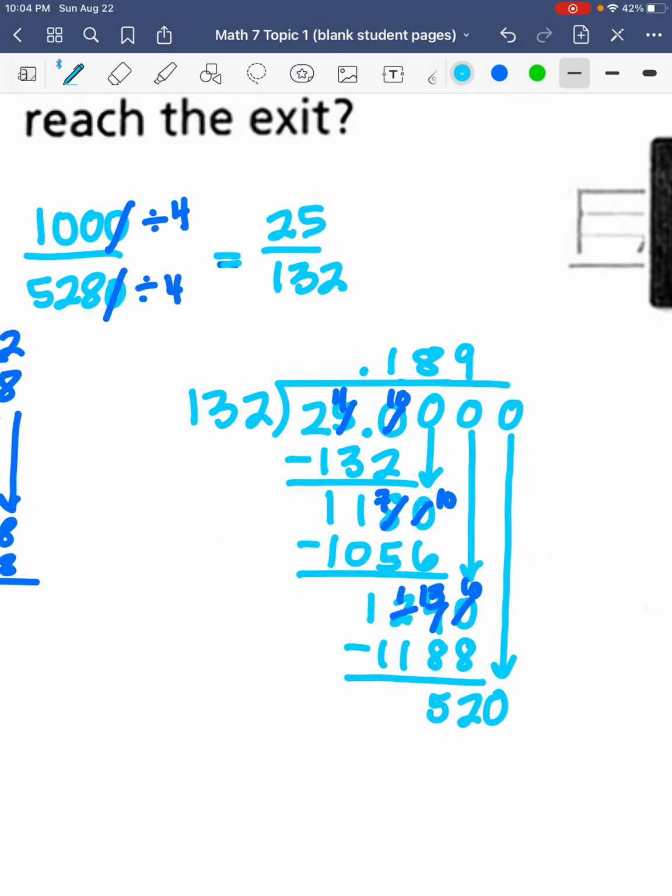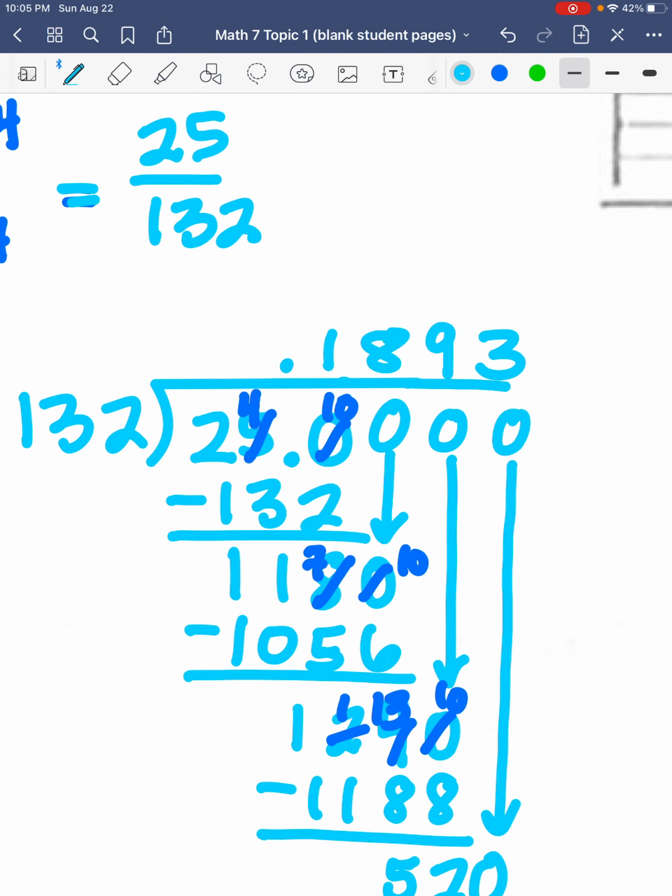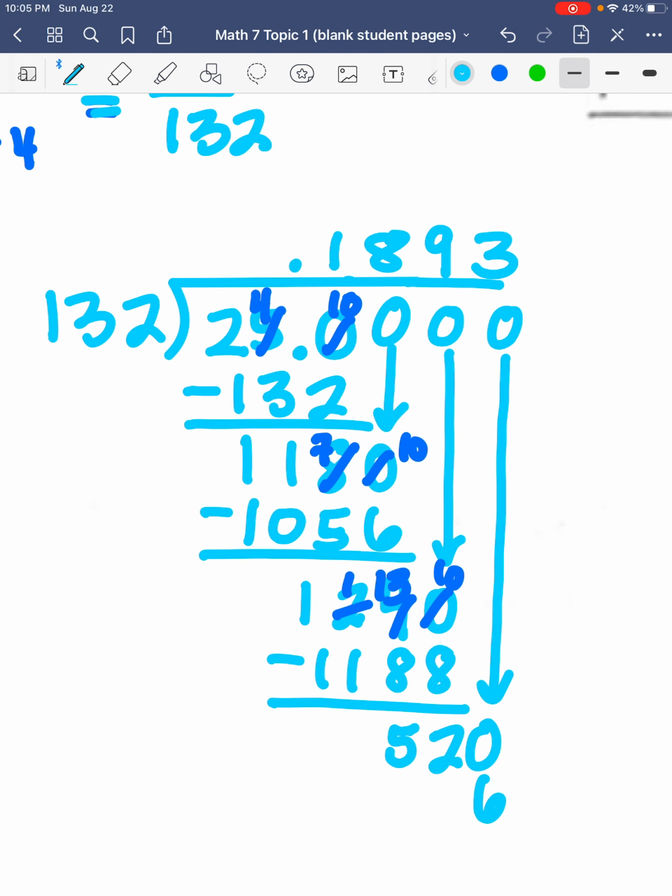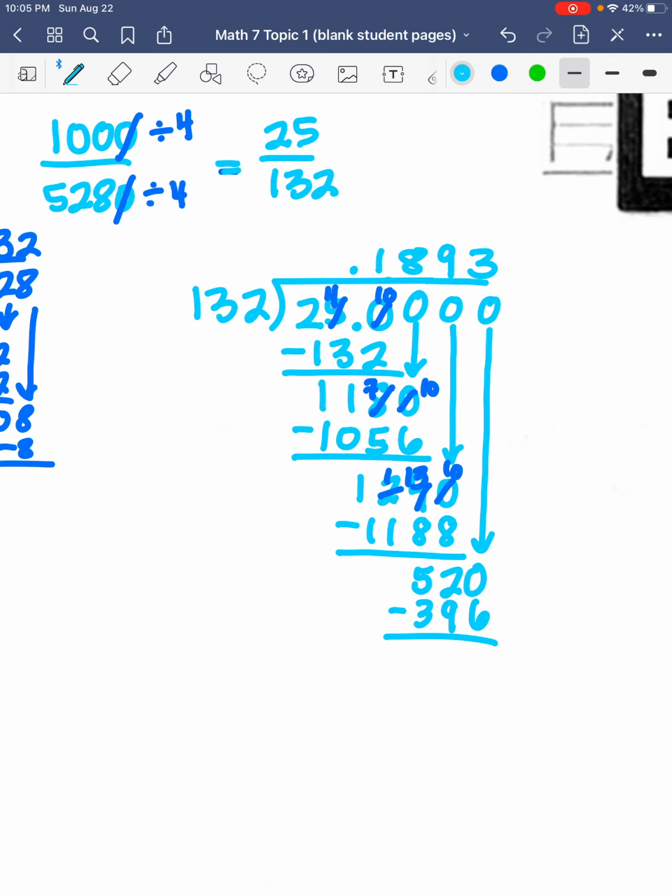Well, it's not going to be too many times, because that's kind of close to 150. 150 times 2 is 300, times 3 is 450. So let's start with 3. 3 times 2 is 6. 3 times 3 is 9. 3 times 1 is 3, 396. I don't think I could have gone up to 4, but let's subtract.